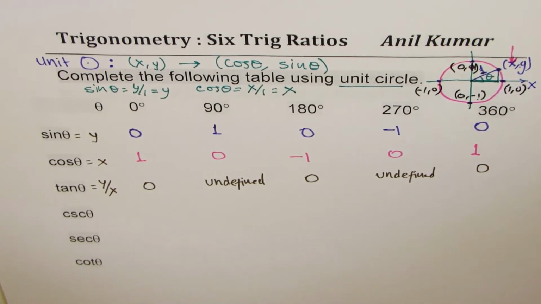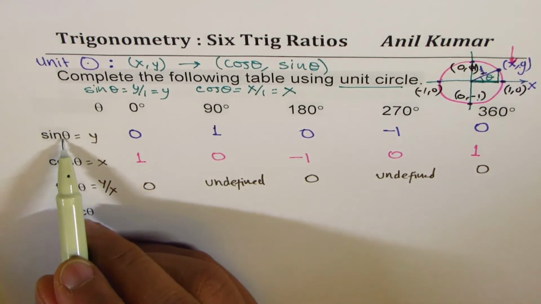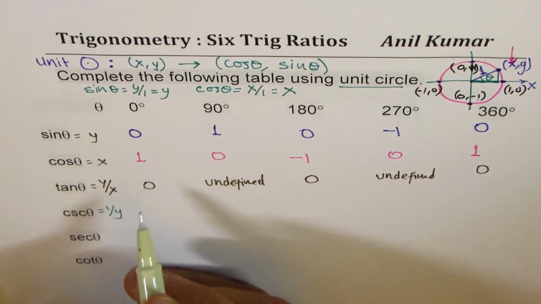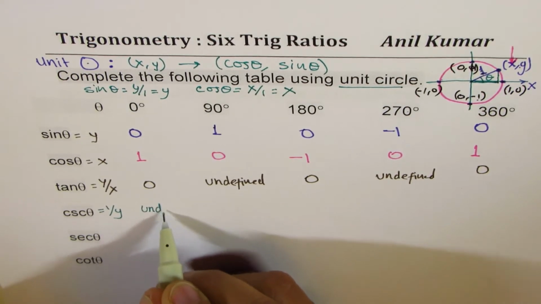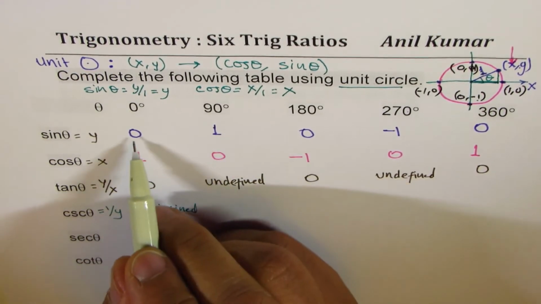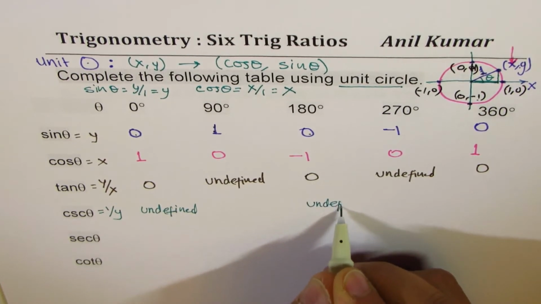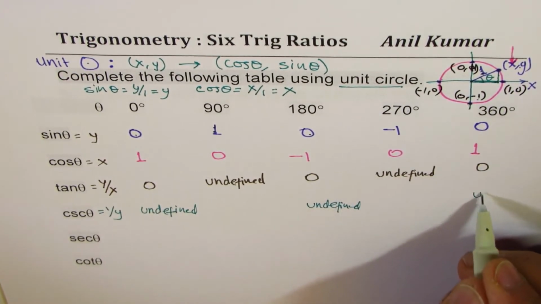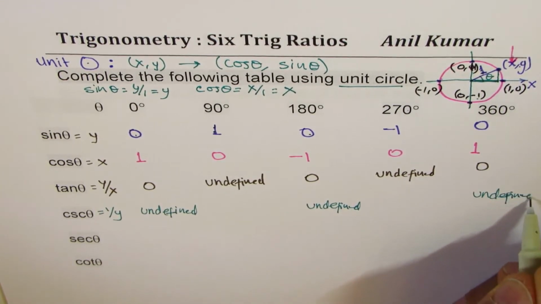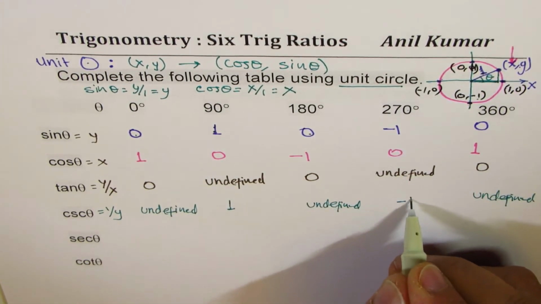Now the other reciprocal ratios, which are cosecant theta. Cosecant theta is the reciprocal of sine. So that should be equal to 1 over y. Is it okay? So if I do 1 over 0, this becomes undefined. Correct? We are doing the reciprocal of sine, right? So these values will be undefined. You cannot have the reciprocal of 0. Is that okay? However, for the other values, the reciprocal of 1 is 1, and the reciprocal of minus 1 is minus 1.